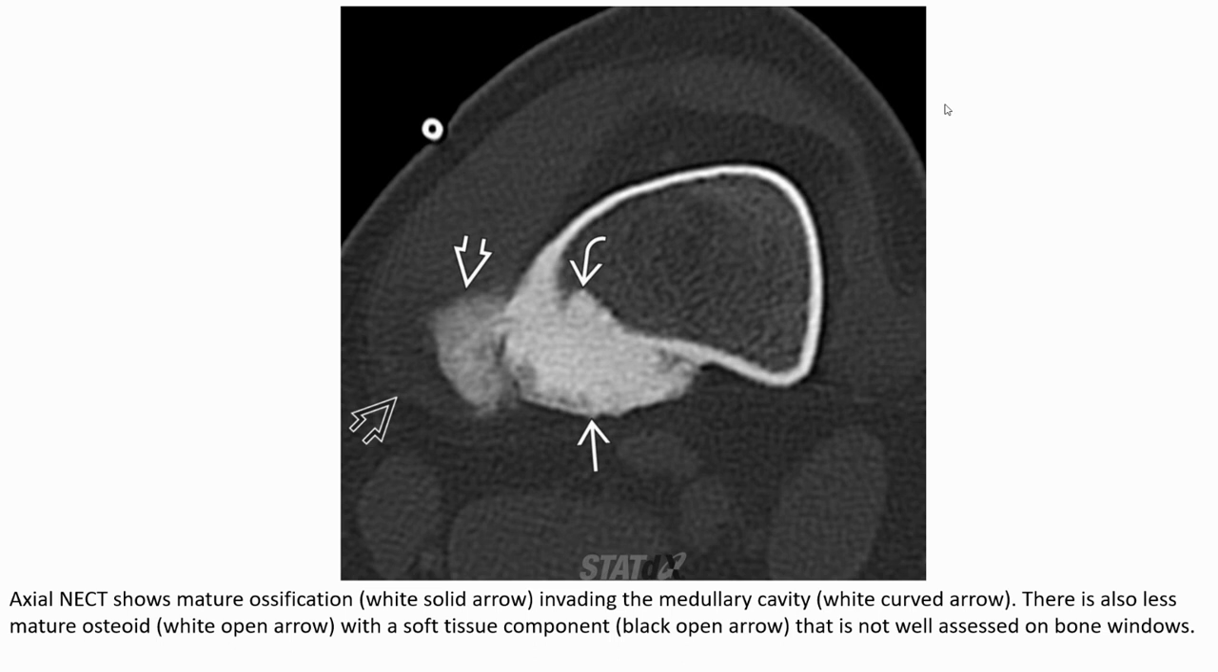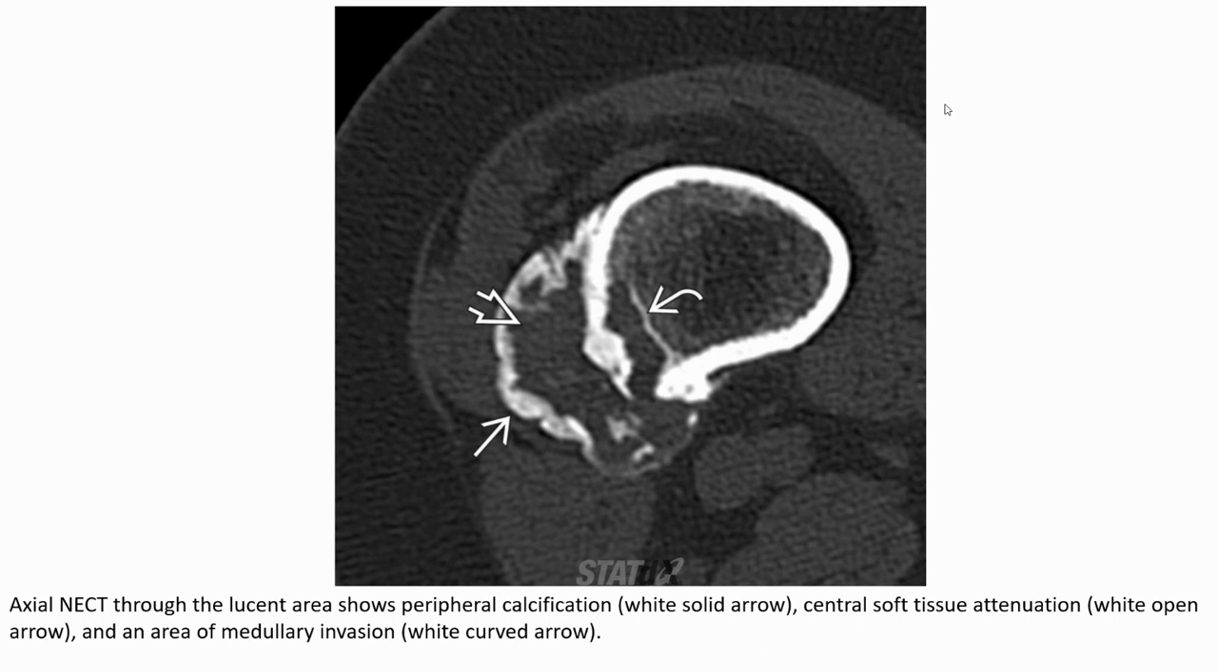This is an enhanced CT, showing major ossification invading the medullary cavity. There is also less mature osteoid with a soft tissue component that is not well assessed on the bone window. Then enhanced CT through the lucent area shows variable peripheral calcification, central soft tissue attenuation, and an area of medullary invasion.